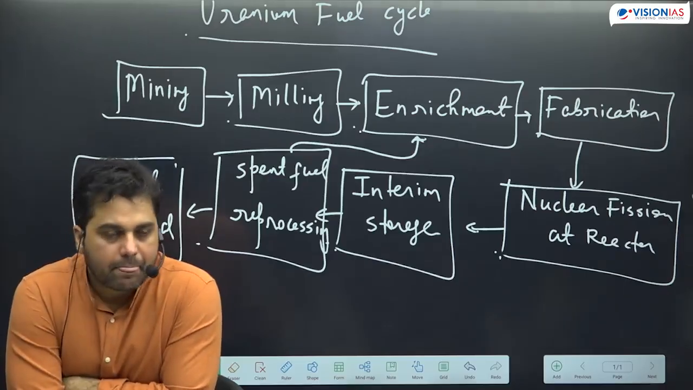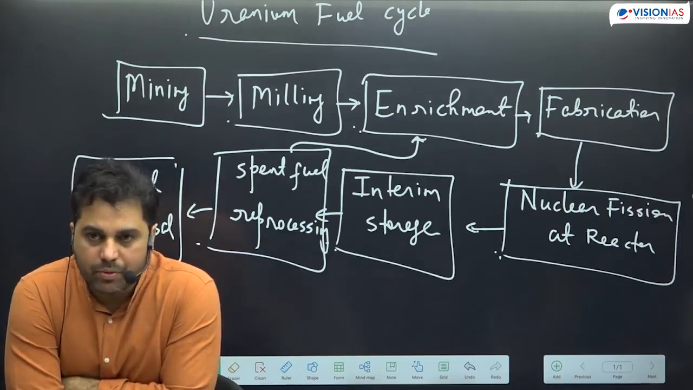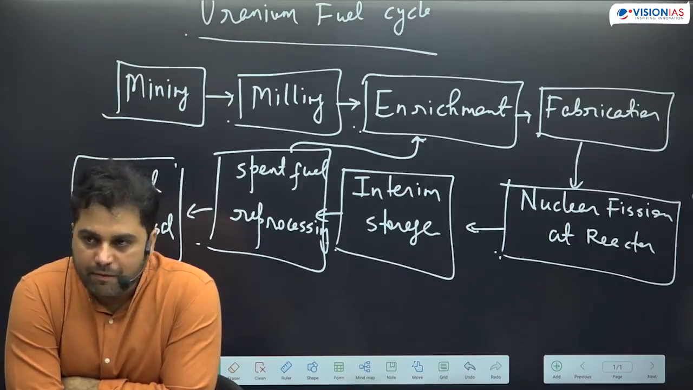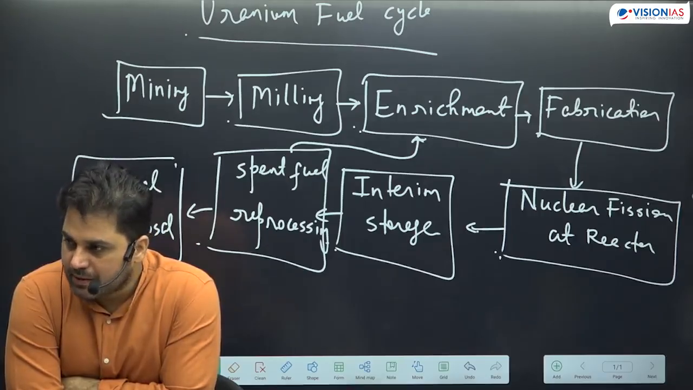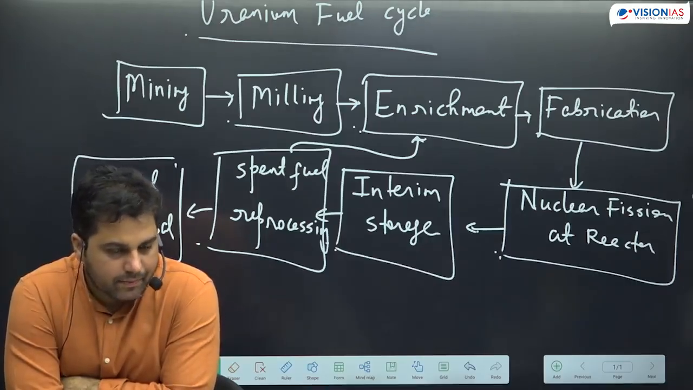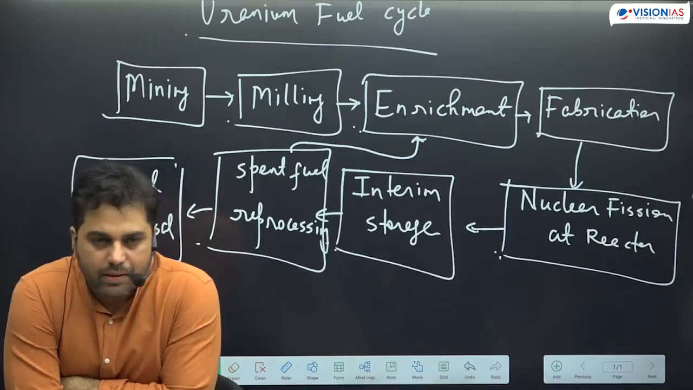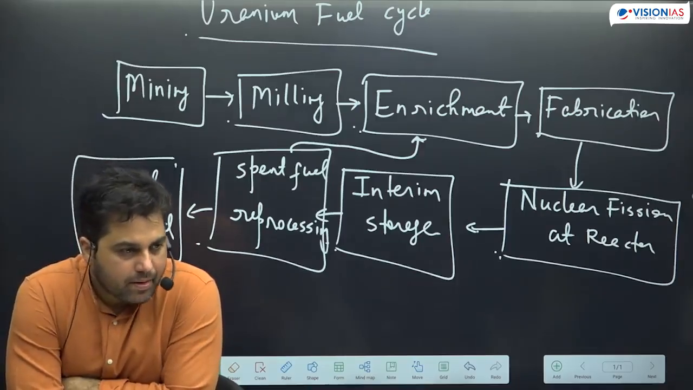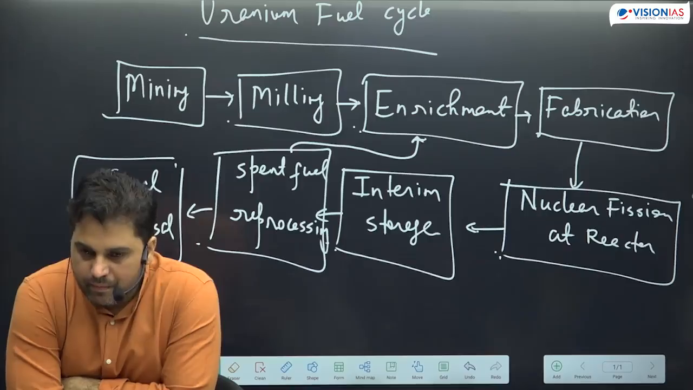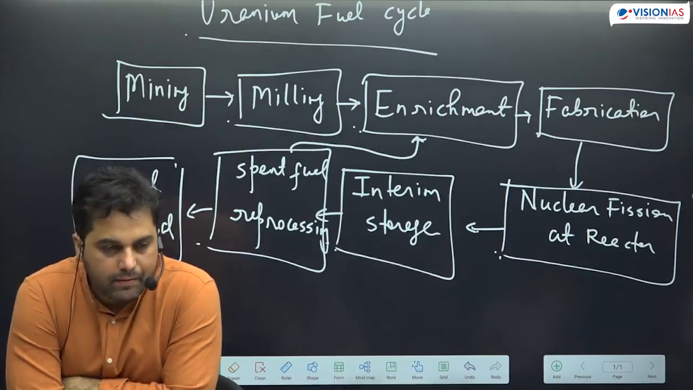Milling. Write down one line in this: uranium ore is crushed, and using physical and chemical filtration methods, natural uranium is recovered. Physical and chemical separation methods, natural uranium is recovered.